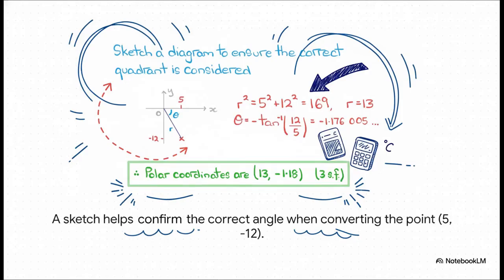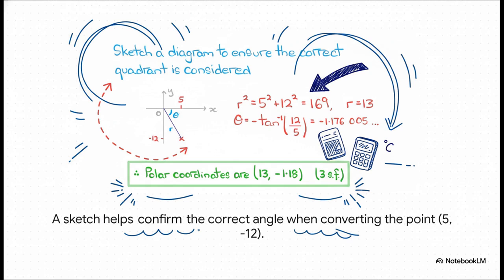Okay, let's try converting the point (5, -12). Finding r is a piece of cake. With Pythagoras, it's just 13. Now for the angle. When we calculate the inverse tangent of -12 over 5, the calculator gives us back a negative angle. This is where the sketch is crucial. We can see that the point (5, -12) is down in the fourth quadrant. A negative angle just means we rotate clockwise from the initial line, which lands us right in the fourth quadrant.